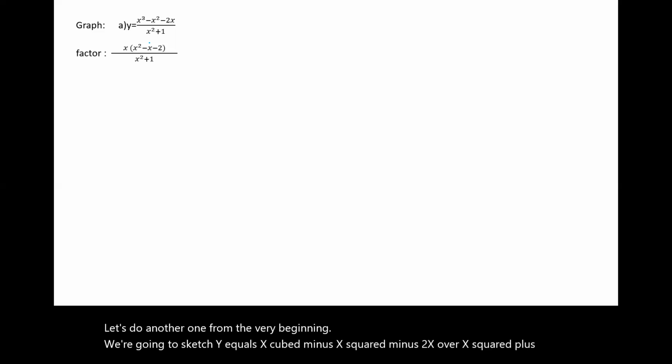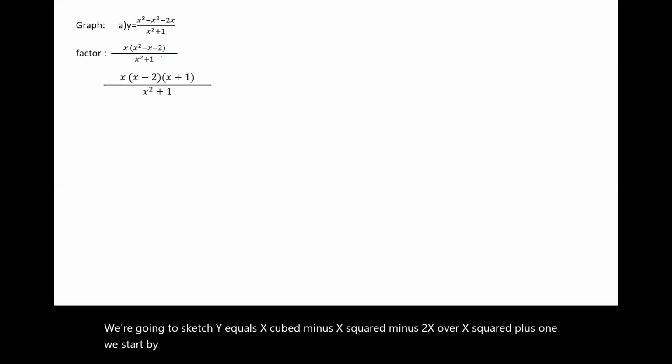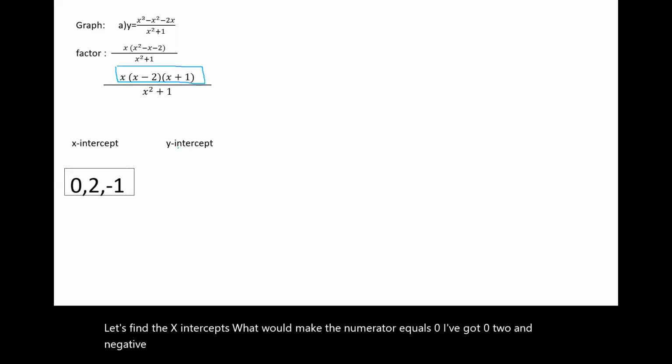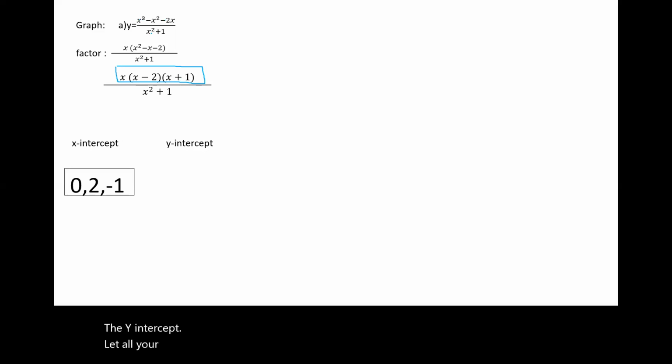We start by factoring. We can keep factoring. Let's find the x-intercepts. What would make the numerator equal 0? I've got 0, 2, and negative 1. The y-intercept, let all your x's equal 0. We've got 0, and we knew that because if your x-intercept is 0, your y is 0.